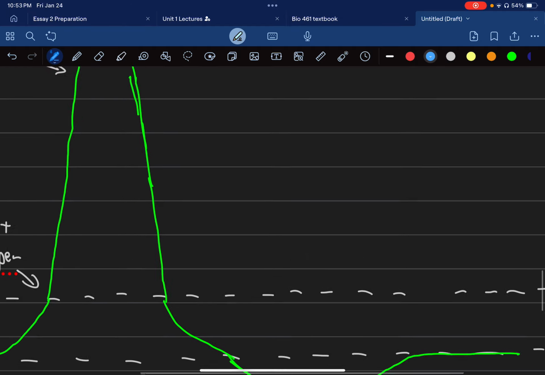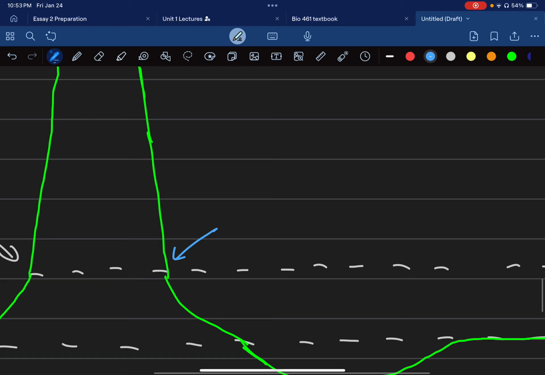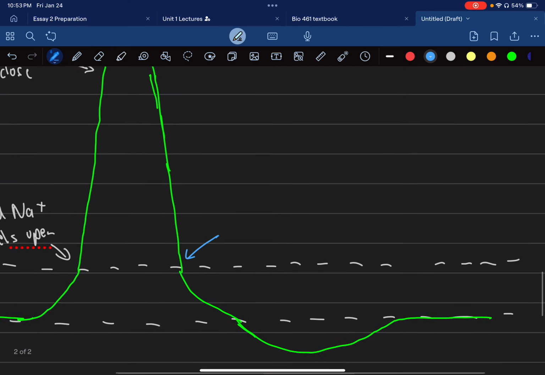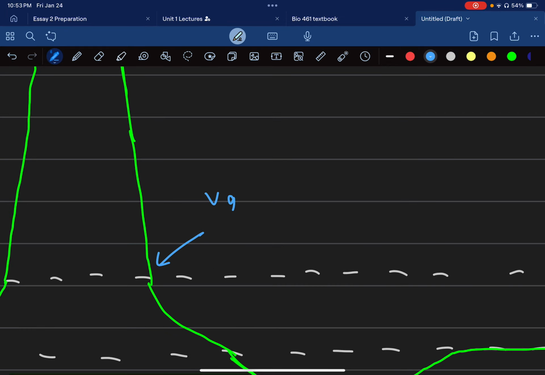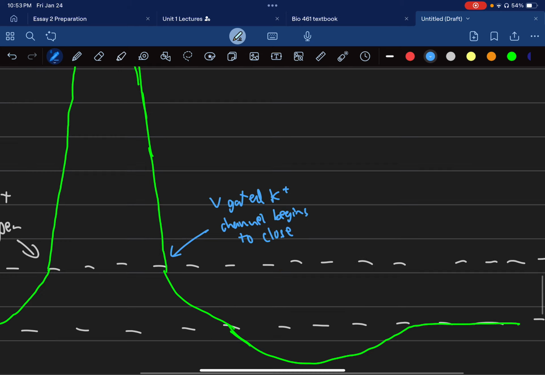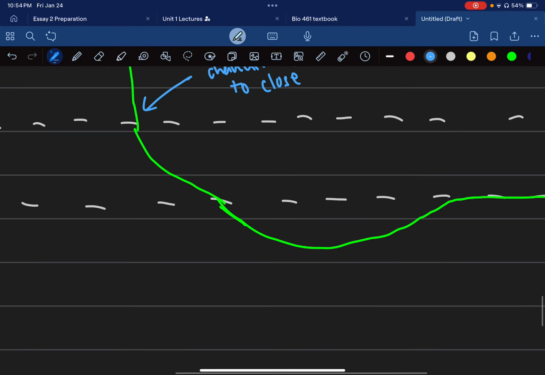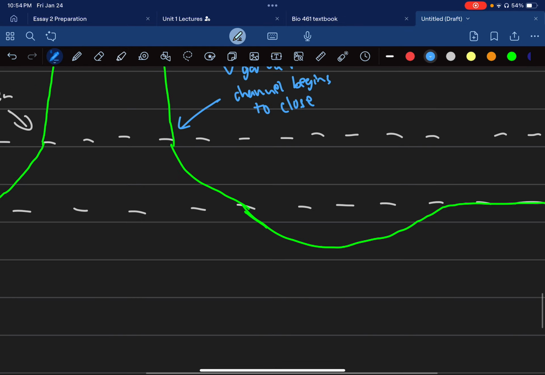And once we hit threshold again, the voltage gated potassium channels will begin to close, and it'll just rely on the potassium leak channels from there. So there's going to be a brief period of hyperpolarization where the cell gets more negative than it was before until those gradients are completely restored.